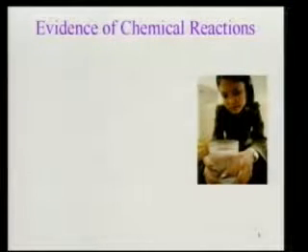Yellow precipitate. That was the lead(II) iodide that formed. That's obviously an indication that a reaction occurred. Two things were clear, you put them together, not clear anymore. Okay? So there's a lot of things you can look for.